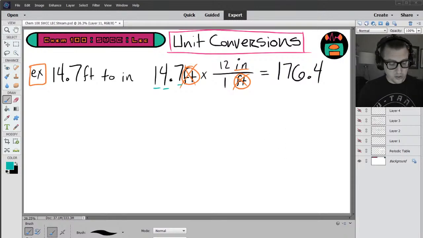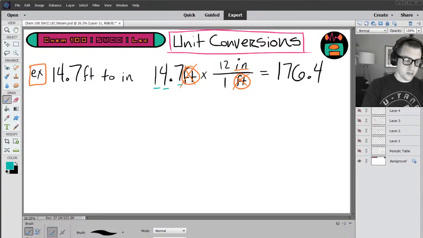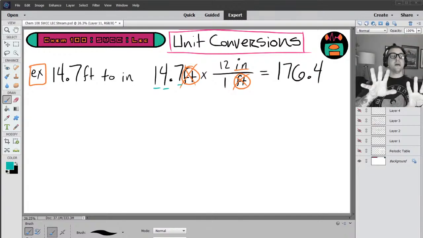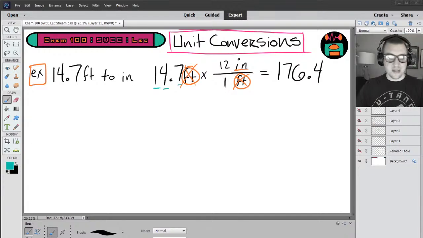If you struggle with the setup, don't think about the numbers. Focus on canceling units, and then once you've set up the units to cancel, then you add the numbers, 12 inches and 1 foot.